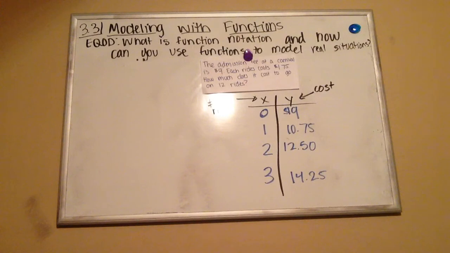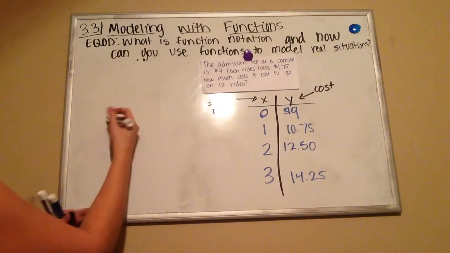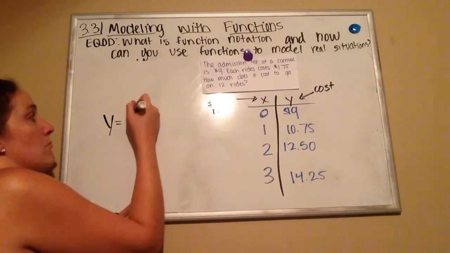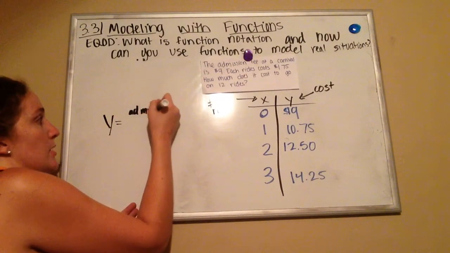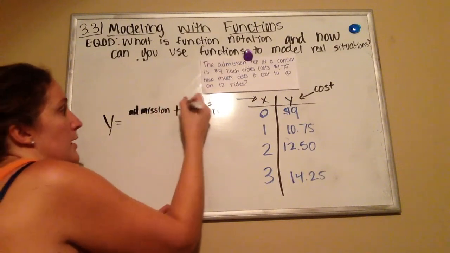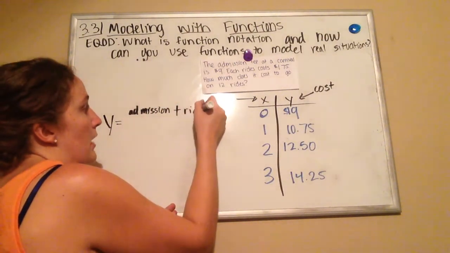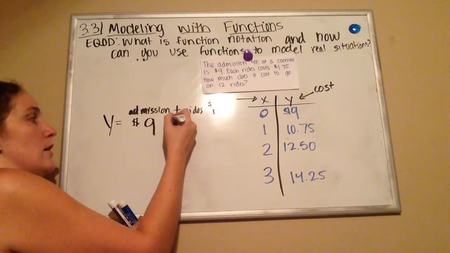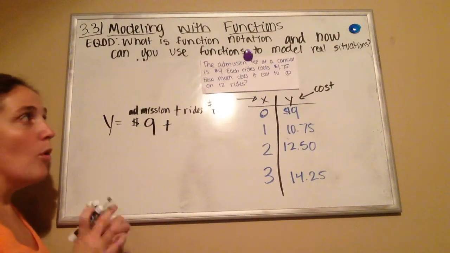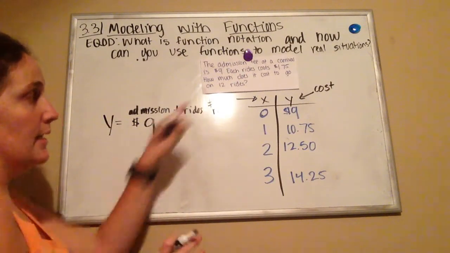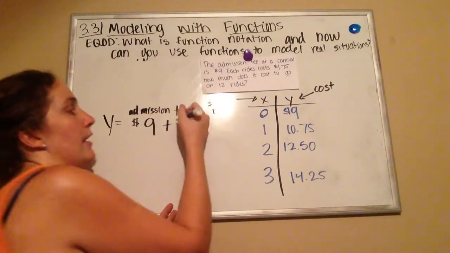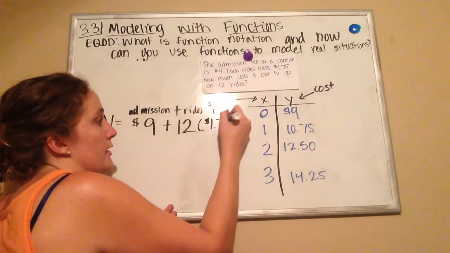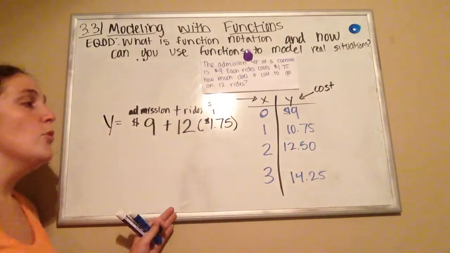But let's try to set up an equation. Let's try and think, okay, well, our cost, Y, is going to equal admission. So how much does it cost to get in? Plus rides. Well, that's true. Okay. So our admission is $9. Plus our rides, well, we don't really know how much our rides is, except it does tell us we want to go on 12 rides. So let's try that. 12 rides times $1.75 each. So you have to multiply those.